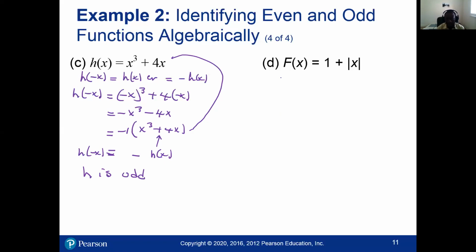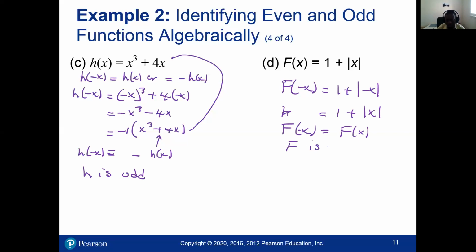Okay, let's go to part D. We also do capital F of negative x. We get 1 plus the absolute value of negative x. What's the absolute value of negative x? It's the same as the absolute value of x. So we have F of negative x is equal to capital F of x. So we say that capital F is even.